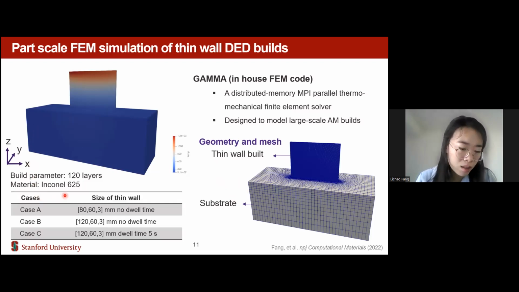As I talked about before, we simulate 3 different cases with the same laser parameters, but with different dimensions and also dwell times. The dwell time means how much time you stop at the end of the laser scan before the next scan pass.